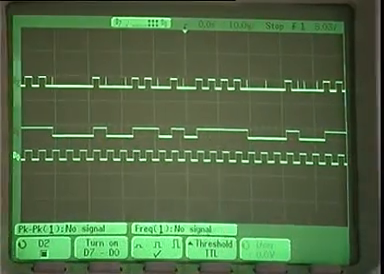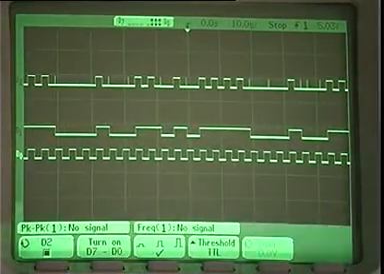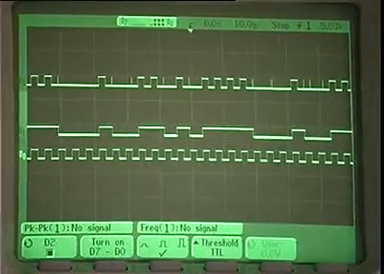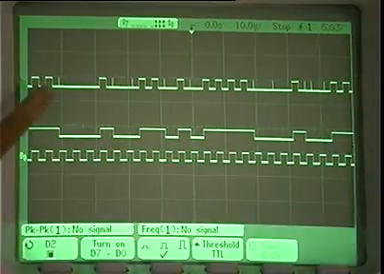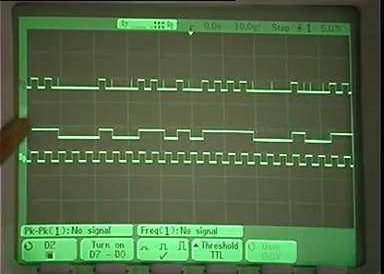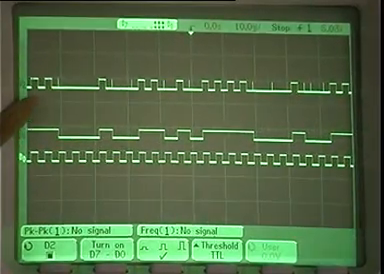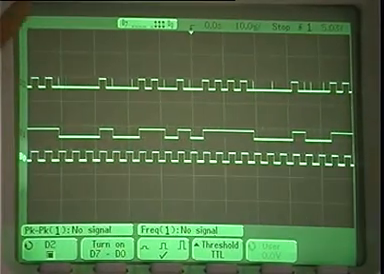Now this is unipolar RZ. Unipolar would mean there is only one voltage level. There is a 0 and plus V. Now look at this waveform. This is my data, and this is the corresponding RZ waveform.